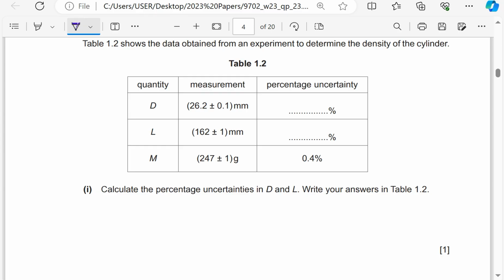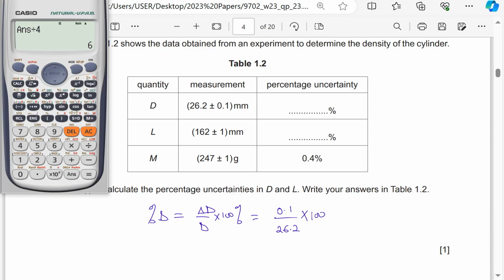So for the first one, percentage uncertainty in D, remember percentage uncertainty is the absolute over the true value times 100. So for D, it is going to be 0.1 divided by 26.2. Then I multiply this by 100. So this is going to be 0.1 divided by 26.2 times 100. That is 0.3. Since what was given here is to one significant figure, I'll round off this to one significant figure. So I'll write here 0.4.